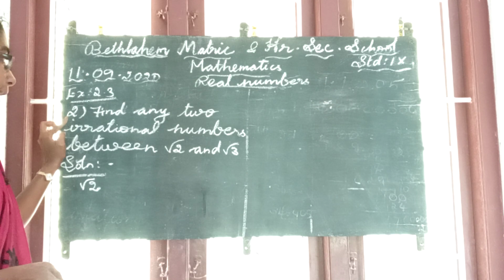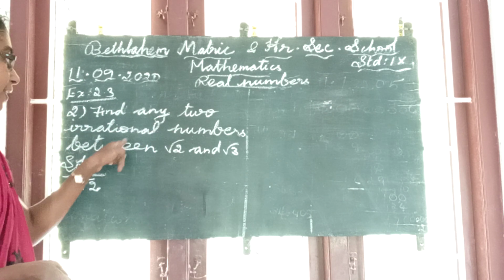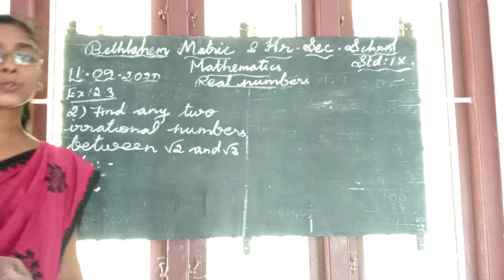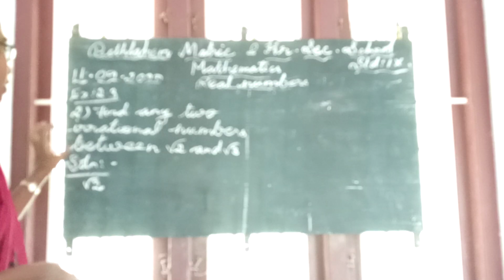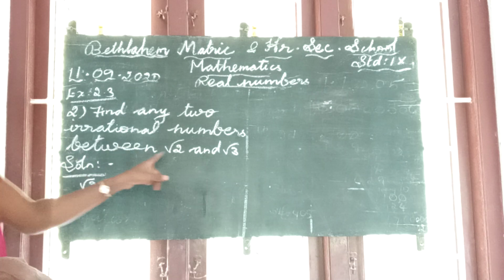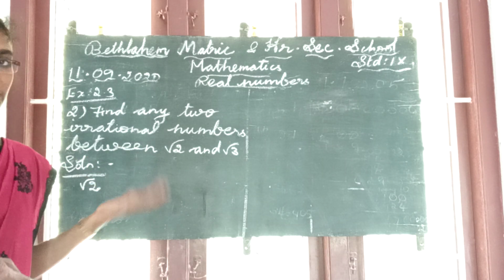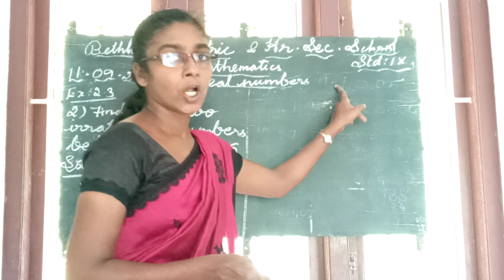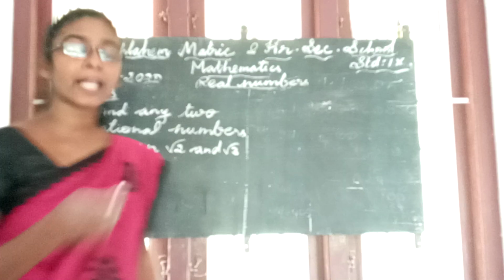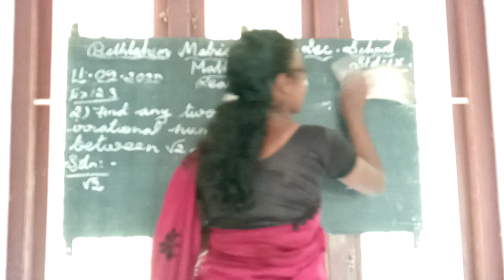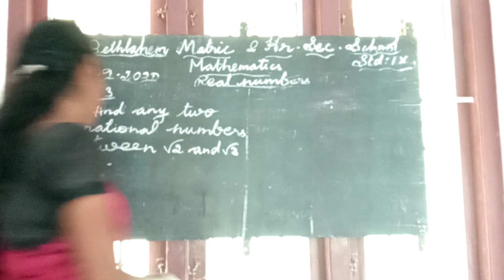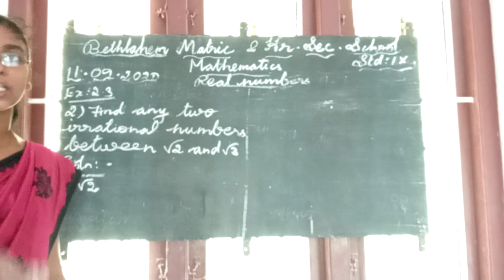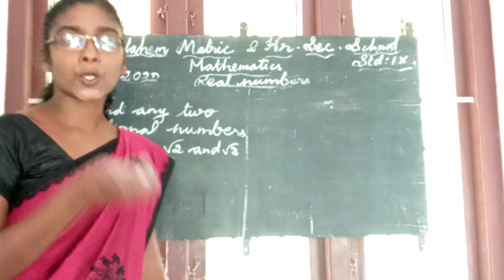Exercise 2.3, second problem. Find any two irrational numbers between root 2 and root 3. In the previous problem, what did we learn? Yeah, the decimal expansion of root 3. What did we get? 1.73205 etc. In the same way, we have to find the decimal expansion of root 2. I am teaching what the decimal expansion of root 2 is.